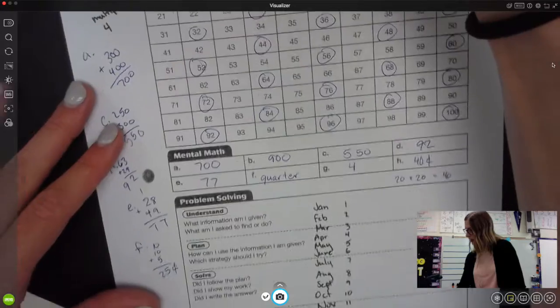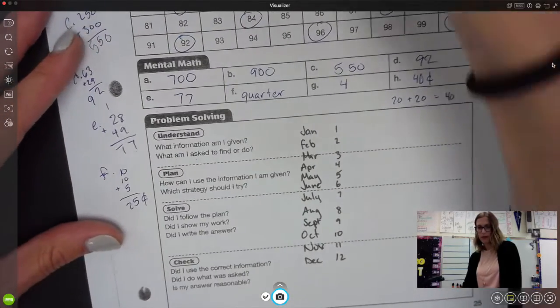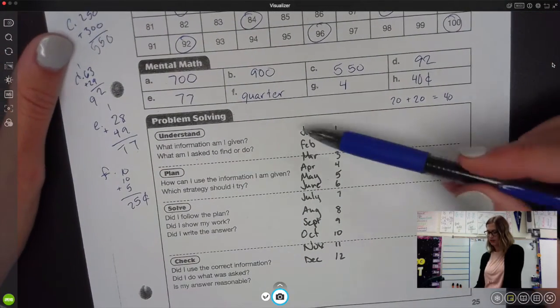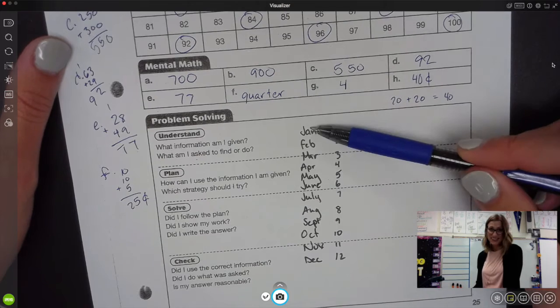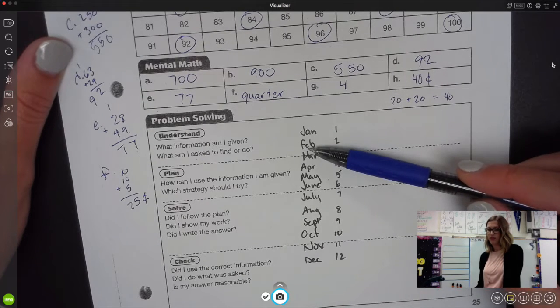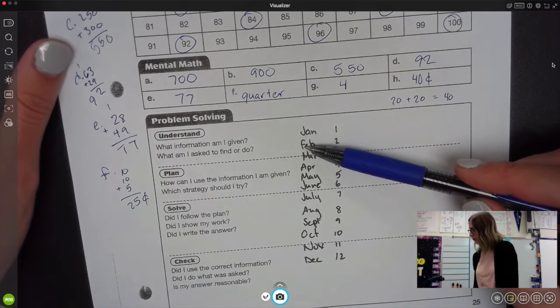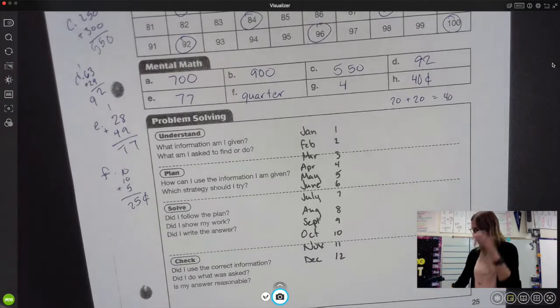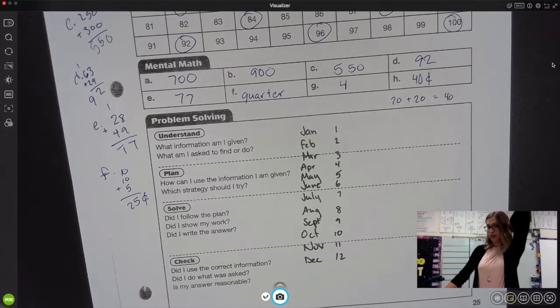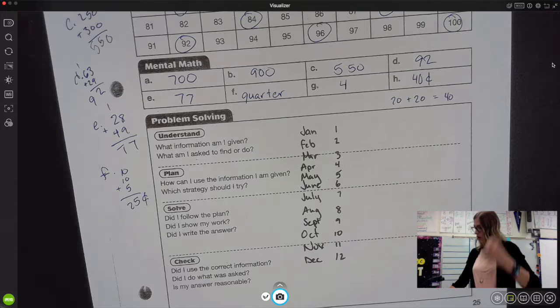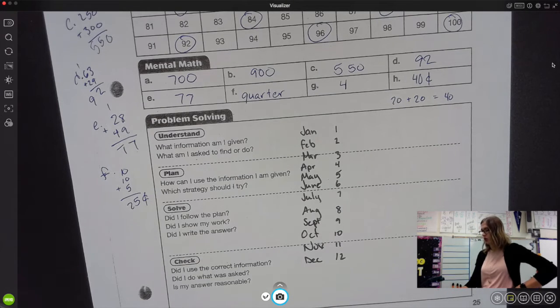Our problem of the day says 12 months after February is February. Just like yesterday, we were talking about 12 months after January is still January. 12 months after February is still February. 24 months after February is February again, because 12 plus 12 is 24. On February 14th, Paloma's sister was 22 months old. In what month was Paloma's sister born?